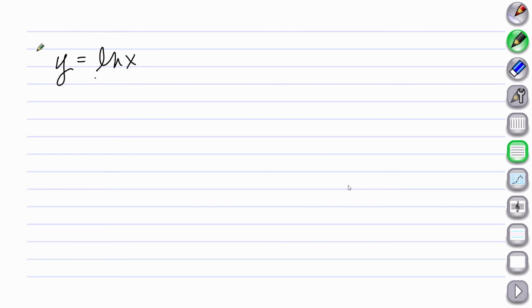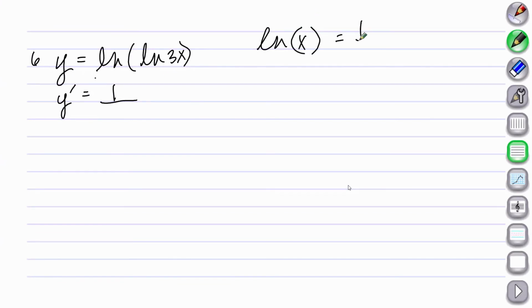This is number 6. It's ln of ln 3x. I'll go ahead and work the actual problem. Think of this as if it was just ln x, it would be 1 over x. So this would be 1 over whatever's in the parentheses. If this was in the parentheses, that would be 1 over x. But instead of x, it's 1 over ln 3x.